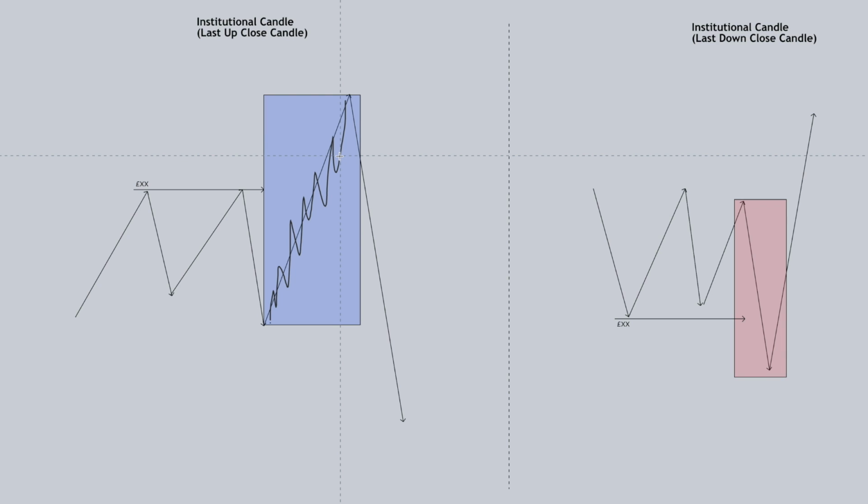I know it can be quite confusing, the institutional candle or the last up close candle. And so what people will be doing, they'll be trying to find out that one candlestick. Is this the last up close candle? You know, is it all of it? Like, what is the last up close candle? I want you guys to move away from the candlestick itself, the buy candlestick, and I want you guys to focus on what this push did.